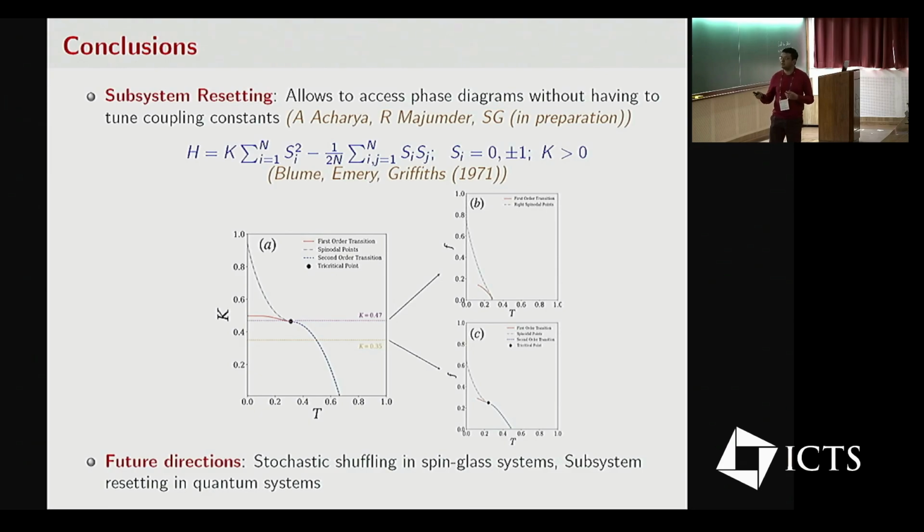So can I reproduce this full phase diagram by keeping the coupling constant K fixed, but by just playing with the fraction of the spins that I am subjecting to stochastic resetting, subsystem resetting? And indeed, it turns out that we have some preliminary results, which I'm showing here. If you choose appropriately the configuration to which you are resetting, then you are able to reproduce the full phase diagram as shown here by just tuning the fraction of spins that you are resetting.